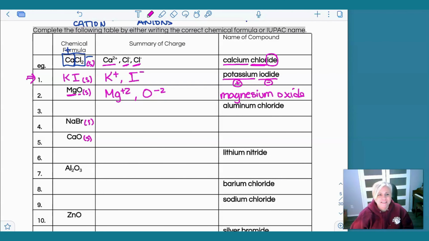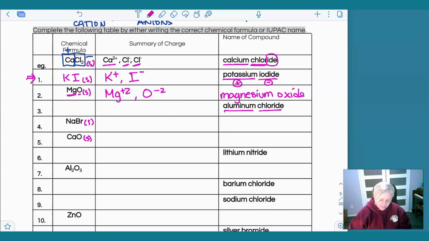Okay, welcome back. This is the second part of basic ionic compounds. I'm going to continue on and look for some combinations now that they don't just balance in a 1-to-1 ratio. So you have to add as many positives or negatives to try to get them to balance. So if I look at number 3 here, I've got aluminum and chloride, which would be chlorine.